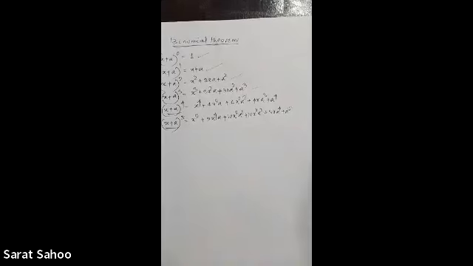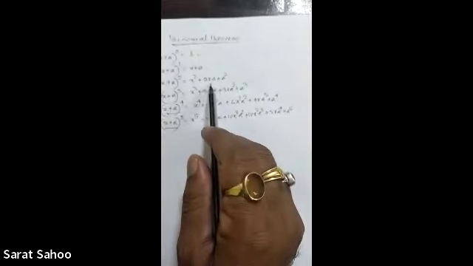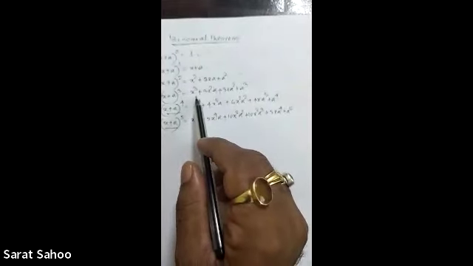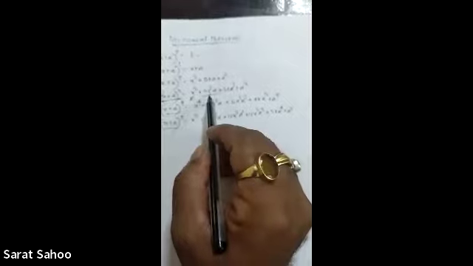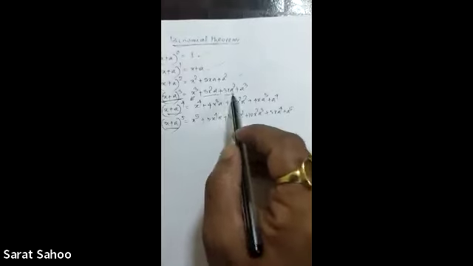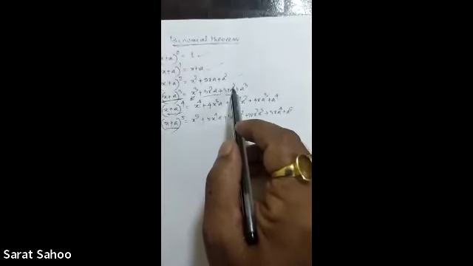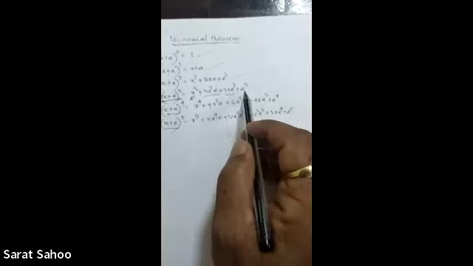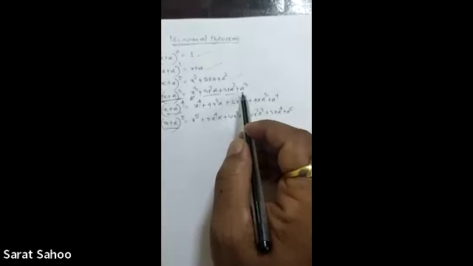Second, in each term of the expansion, the sum of the powers of x and a is equal to the power of the binomial. Let's go through the expansion of (x plus a) to the power 3. The first term is x cube. So power of x is 3, a is absent, that means power of a is 0. 3 plus 0 is 3. In the second term, the power of x is 2, power of a is 1. 2 plus 1 is equal to 3. In the third term, power of x is 1, power of a is 2. 1 plus 2 is 3. In the last term, x is absent, so power of x is 0, power of a is 3. 0 plus 3 is 3.